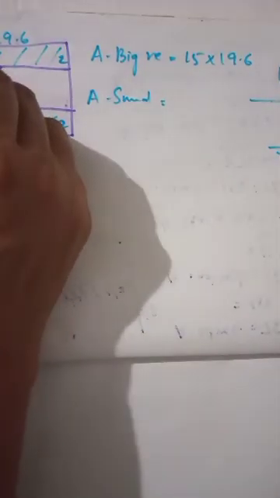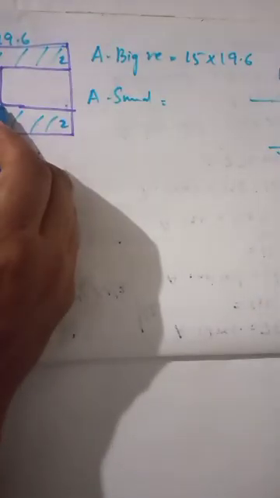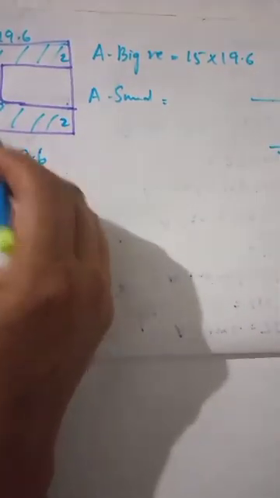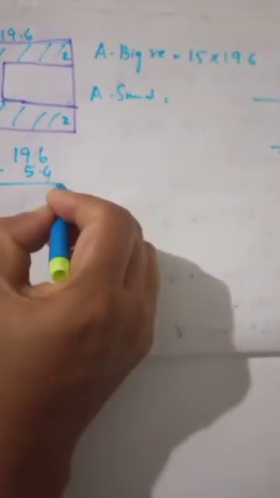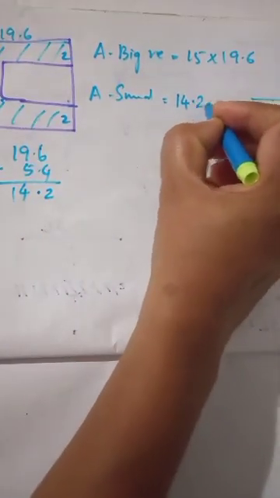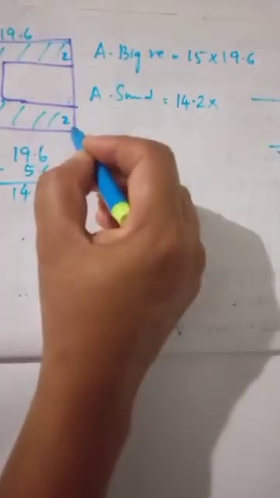Okay. Area of small rectangle. What is the length and breadth of the small rectangle? Here to here it is 19.6. Here to here 5.4. Then what is the remaining part? Total it is 19.6. 19.6 minus 5.4. When we subtract 5.4, you will get the remaining part. It is 14.2. So its length is 14.2. This length. And this breadth what? This is 2 meter. This is 2 meter.